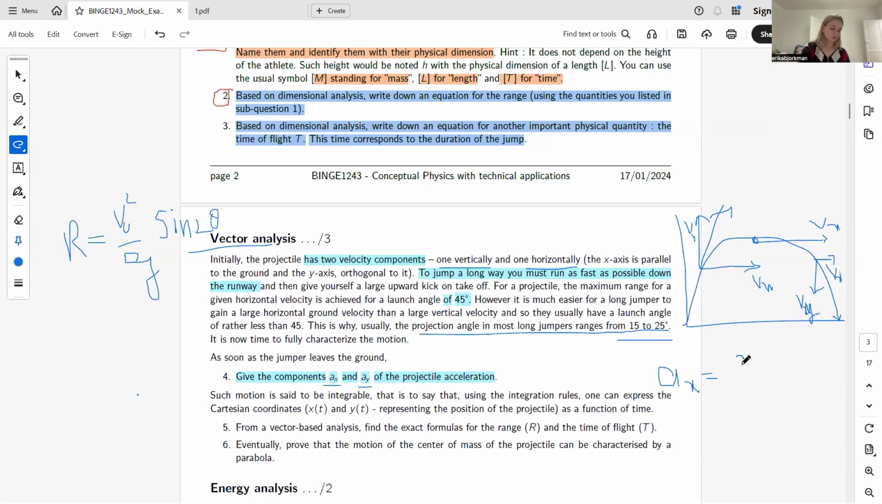Ax is equal to the rate of change of horizontal velocity Vx over dt. As we know, here the horizontal velocity is constant, so its horizontal acceleration is equal to 0, because there is no rate of change of horizontal velocity.